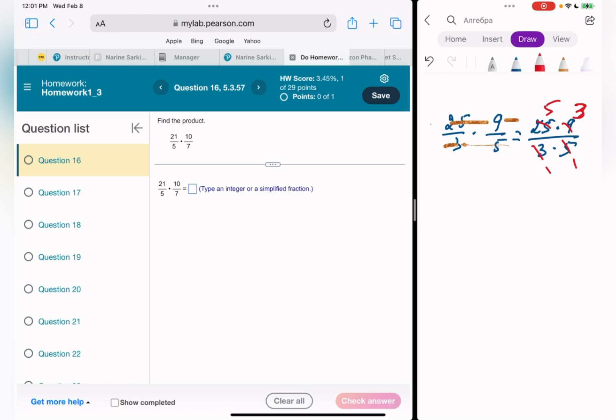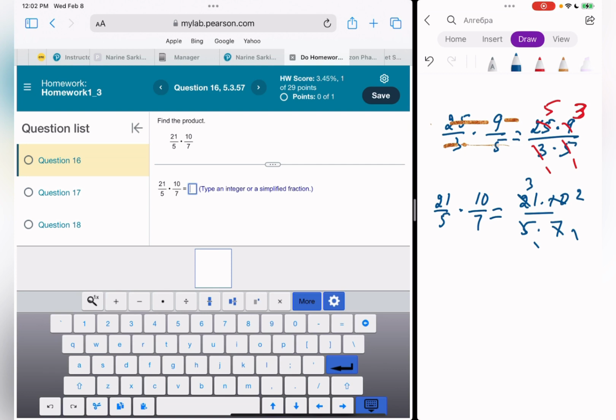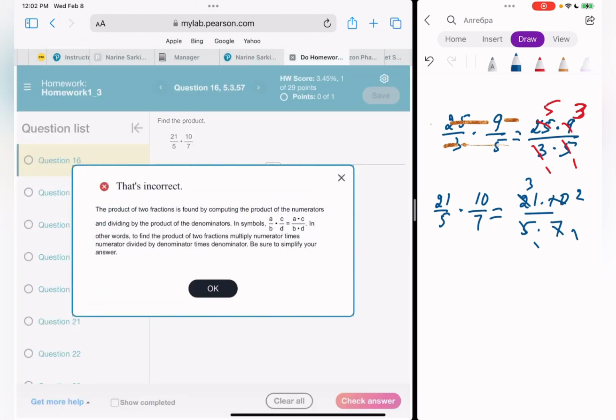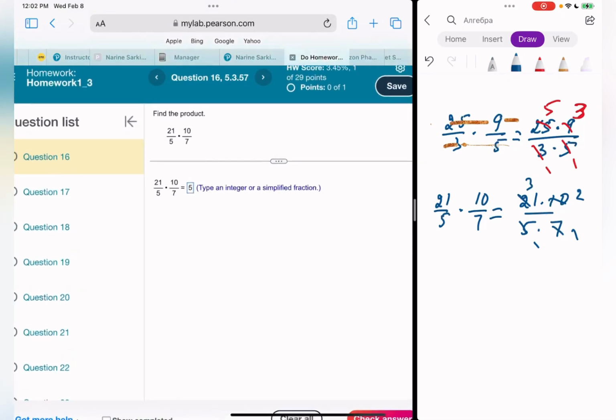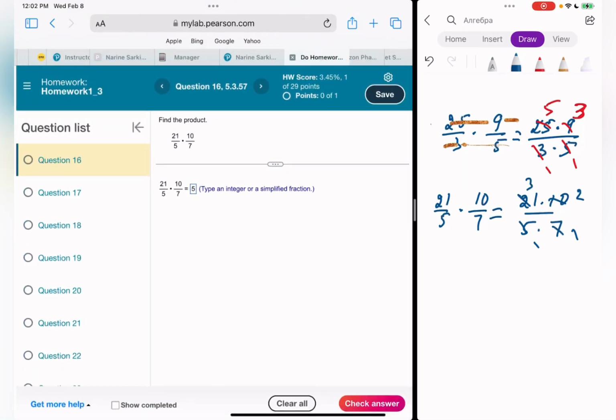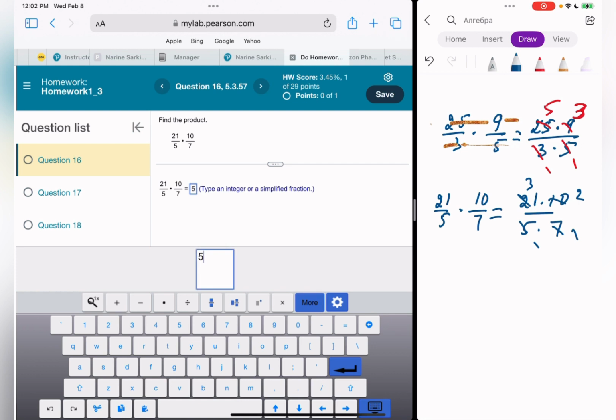Let's do this one. 21 over 5 times 10 over 7. So let's multiply 21 times 10, 5 times 7. 5 and 10 by 5, 1 and 2. 21 and 7 by 7 is 1, by 7 is 3. 3 times 2 is 5. How on earth is it incorrect? Oh, maybe they want 5 over 1. Okay, let's see. Really?